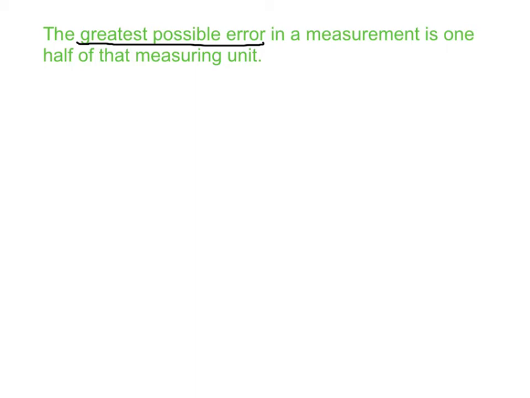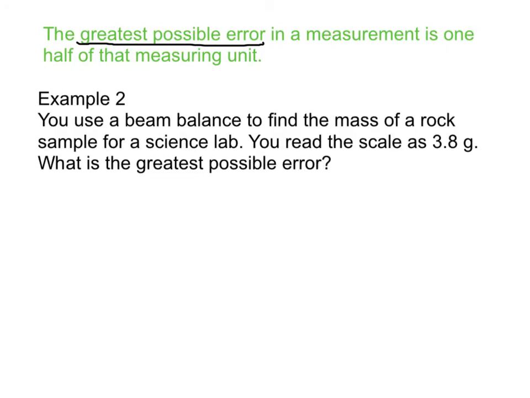So let's put this in an example. Example 2. You use a beam balance to find the mass of a rock sample for a science lab. You read the scale as 3 8/10 grams. What is the greatest possible error? So here's how you deal with it. The greatest possible error in measuring something is 1/2 of that measuring unit. So here's what we measured, 3.8.